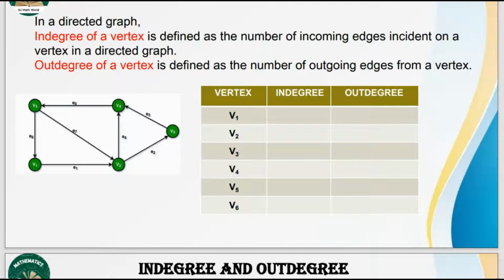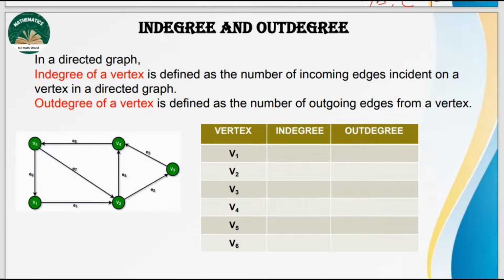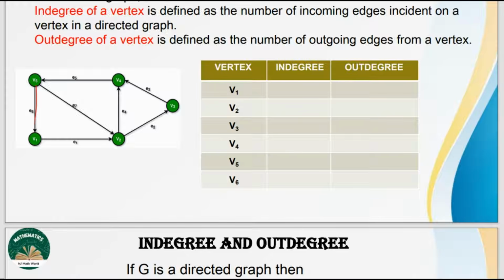So here first one, V1, we have 1 in degree and 1 out degree. So it is 1 and 1. Then next one, V2. We have out degree 2 and in degree 2. Then next one, V3. Here we have 1 in degree and 1 out degree. So 1 and 1. Then you have V4. V4 has 2 in degrees and 1 out degree.